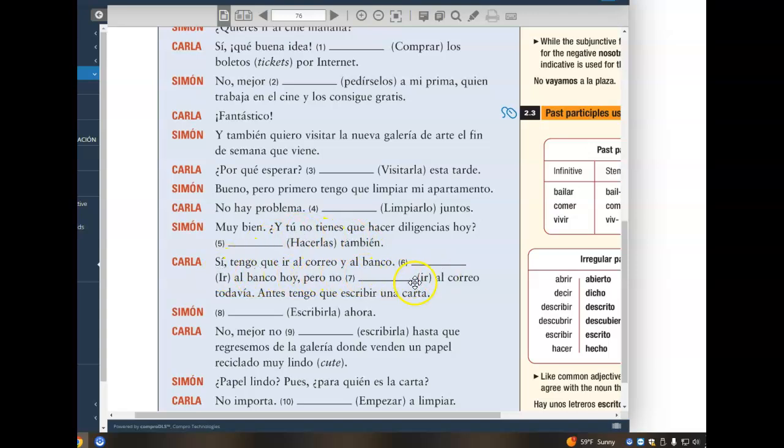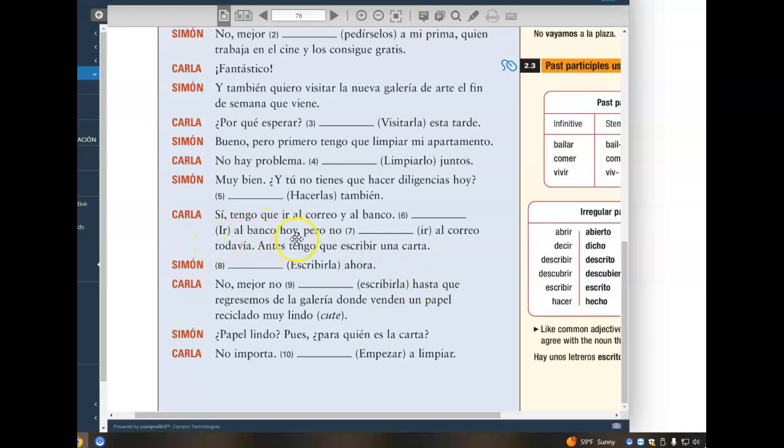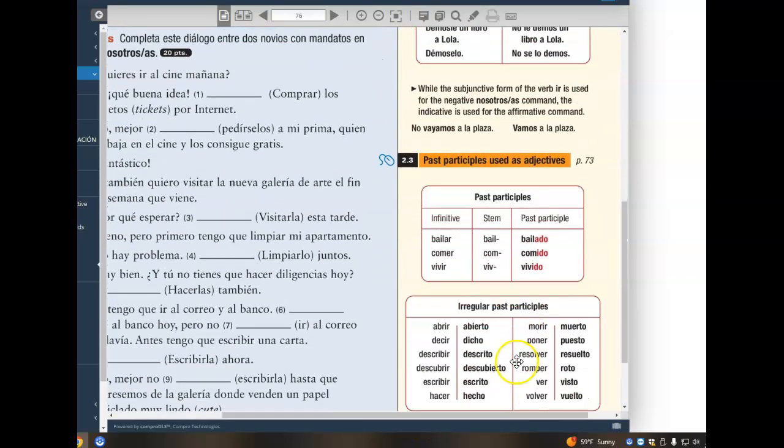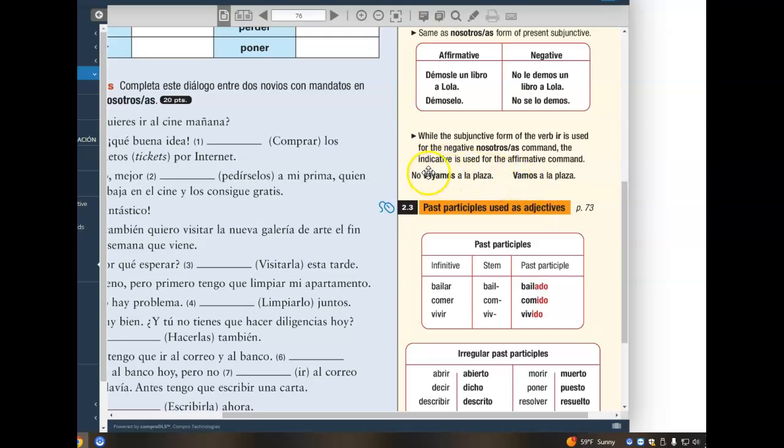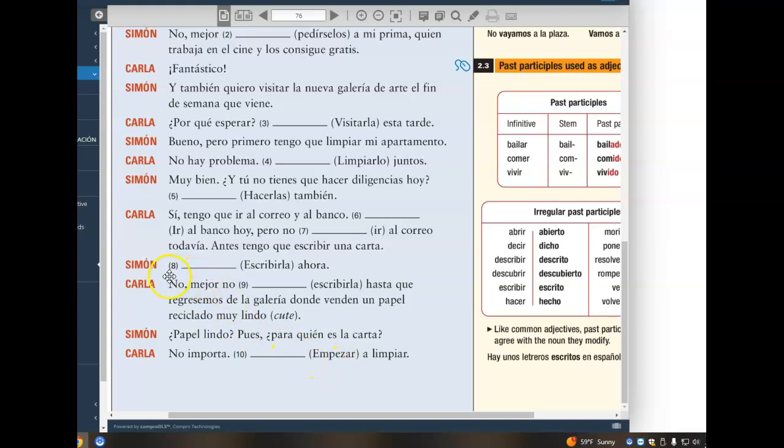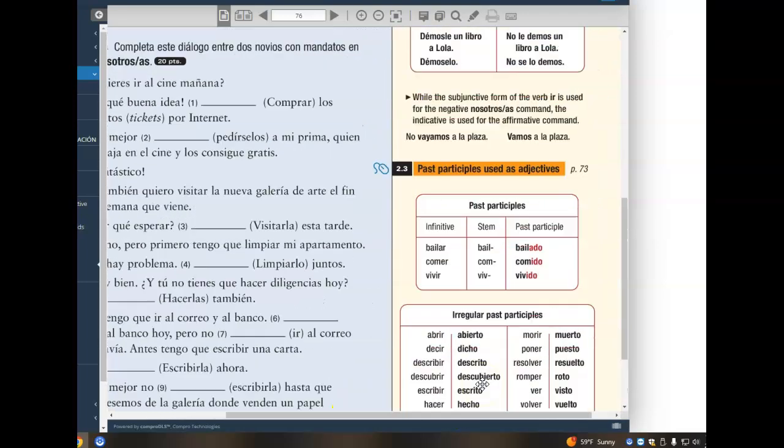A ver, número 6, tengo que ir al correo y al banco. Vamos al banco hoy, pero no vayamos. Vamos would be your affirmative command. Vayamos would be your negative command of the verb ir. Just for the verb ir would you use present indicative for affirmative, and present subjunctive for the negative command. Escribámosla ahora. No, mejor no la escribamos hasta que regresemos. ¿Papel lindo? Pues ¿para quién es la carta? No importa. Empecemos a limpiar. Z changing to C when in the subjunctive.